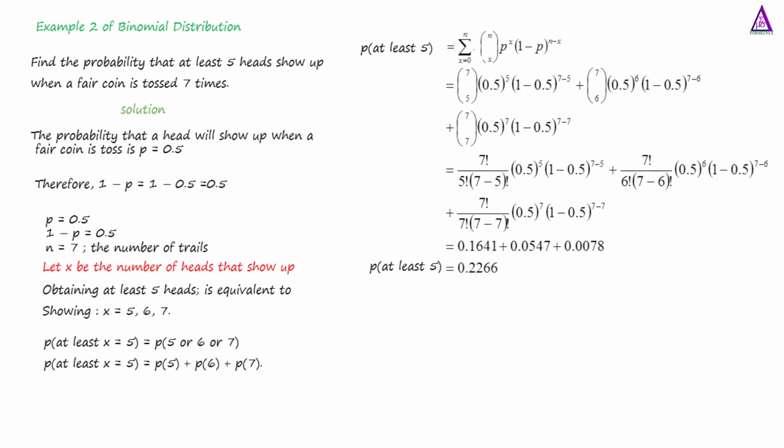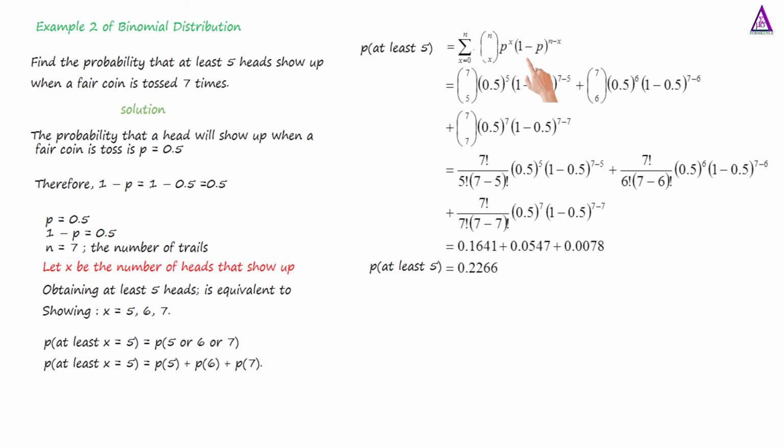Let X be the number of heads that show up. Obtaining at least 5 heads is equivalent to X equal to 5, 6, 7. If they say at least, that is to say it can be more than; you start from the mentioned number, which is 5, 6, 7, till the last number. The probability that X is at least 5 equals the probability of X equal to 5 or 6 or 7, using this formula of binomial.